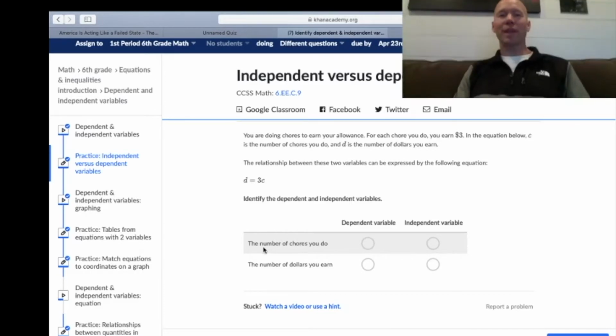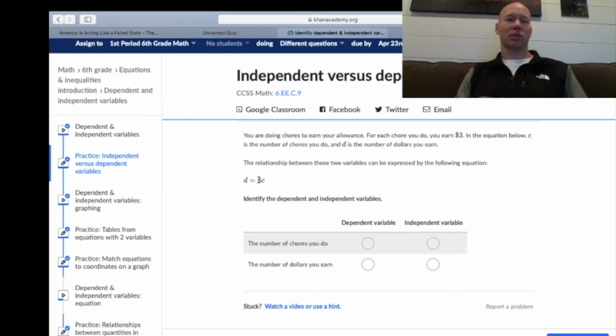Now, sometimes you can't just read it and get it based on your reading. You have to look here. But let's look at the relationship. So hopefully you just read those and you had a good idea after reading them which one it is. But let's look at that equation. D equals 3 times C, or dollars equals 3 times the chores. Well, the dollars change after the chores change. So the dollars depend on the chores.